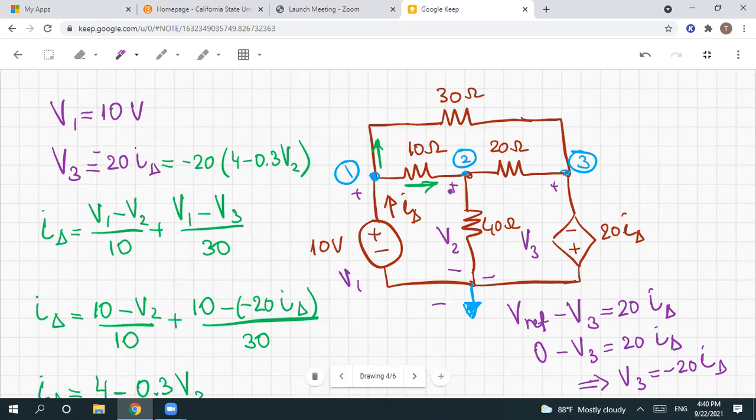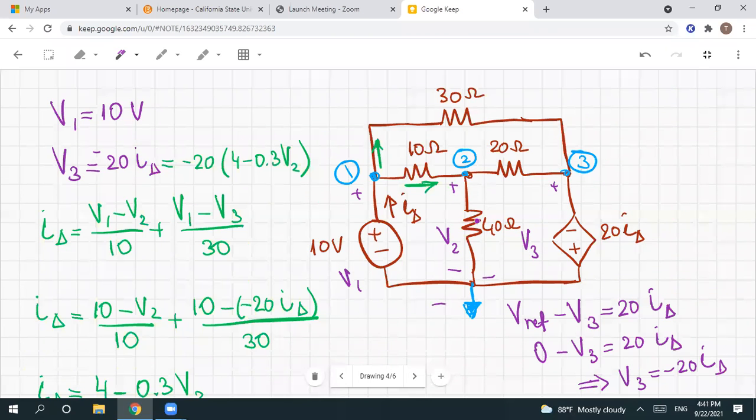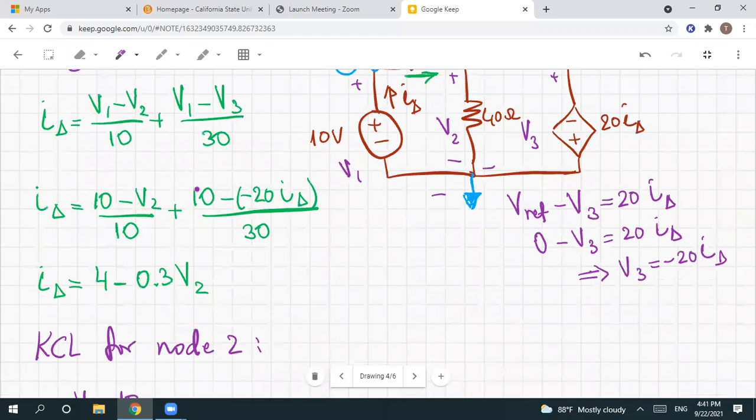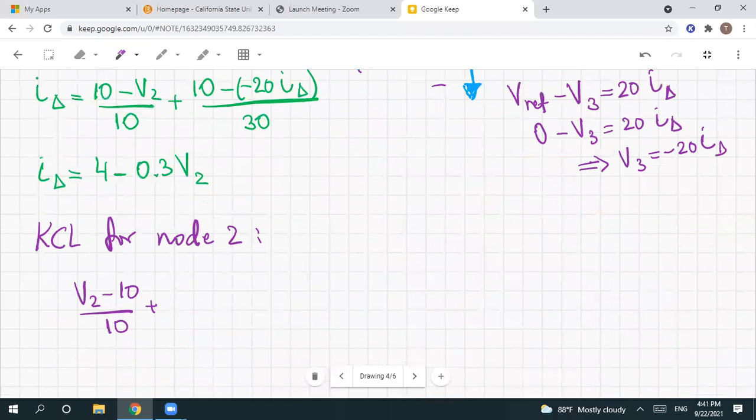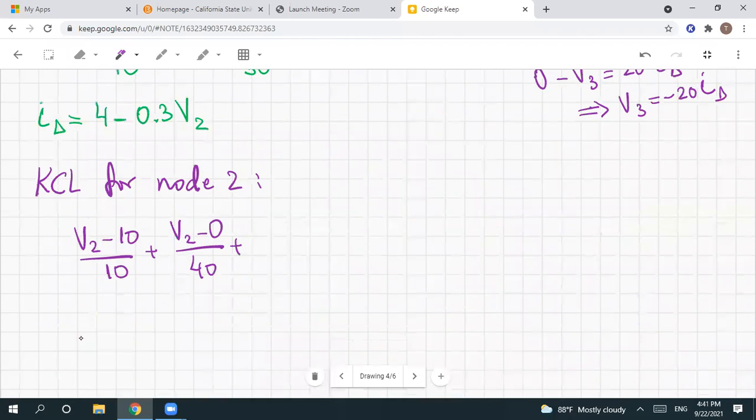Okay, so what do we have? We have V2 minus V1, which is 10, so V2 minus 10 over 10, plus V2 minus 0 over 40, plus V2 minus 0 over 40, and plus V2 minus V3 over 20. This is equal to 0.